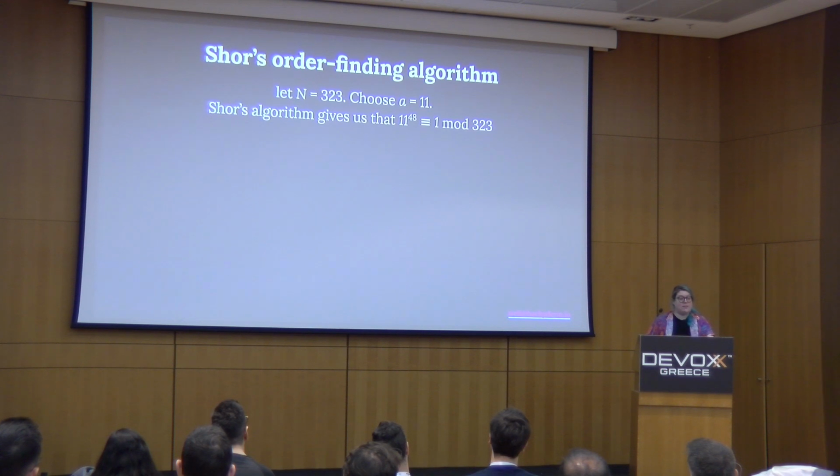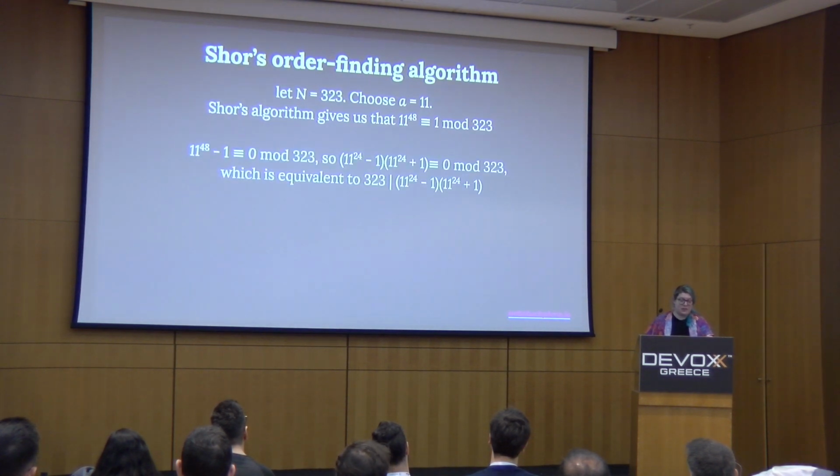And the reason this lets us find the factors of 323 is we can say, okay, we now know that 11 to the 48 minus 1 divides by 323. We can do the difference of two squares. 11 to the 48 is 11 to the 24 squared. So we can do difference of two squares and say, okay, the product of these two things also divides by 323.